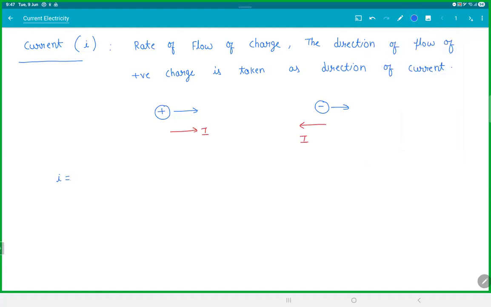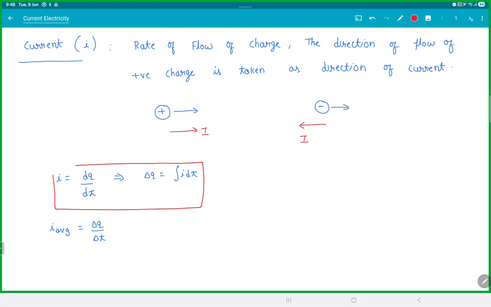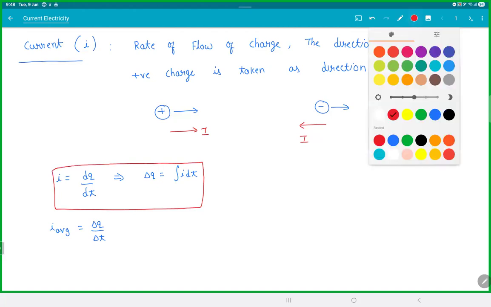So straight definition, I is equal to dq by dt. That means if you integrate this, we get delta q is equal to integral I dt. You can also write I average, that is nothing but delta q by time. The net charge by net time will give you the average current. They're pretty straightforward definitions. I is dq by dt.